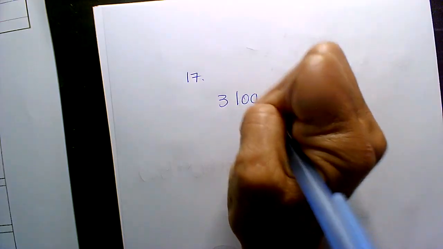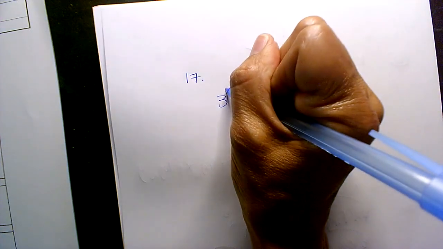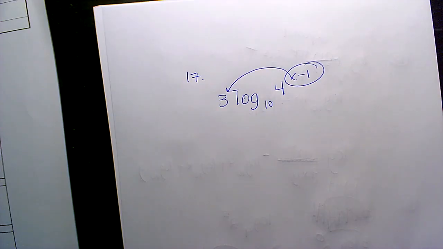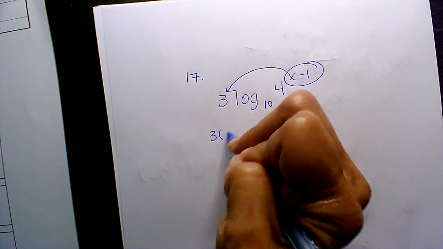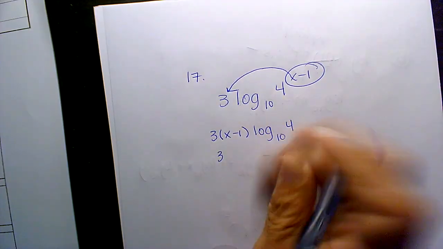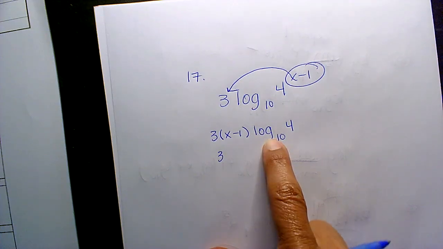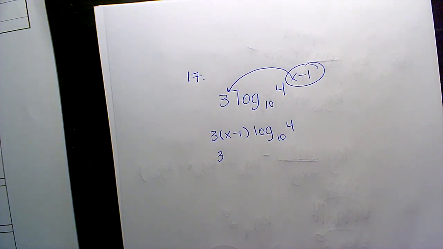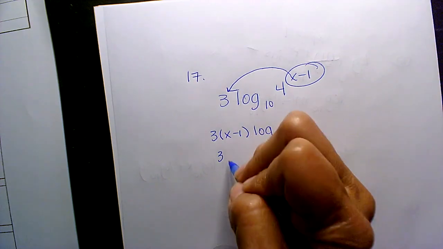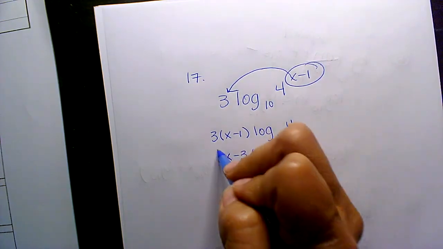You have 3 log base 10 of 4x minus 1. Okay, power rule says this gets multiplied and becomes your coefficient. So just move that 3 over, and you have that, and you could distribute it, or 3x minus 3, log base 10 of 4. But this is all together, it's not 3x, they are all connected to the log base 10. Oops, you're right. It's all connected to that, so you can't separate it.